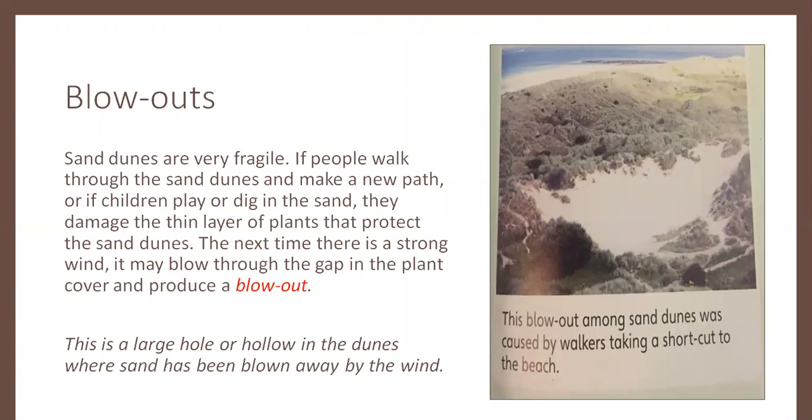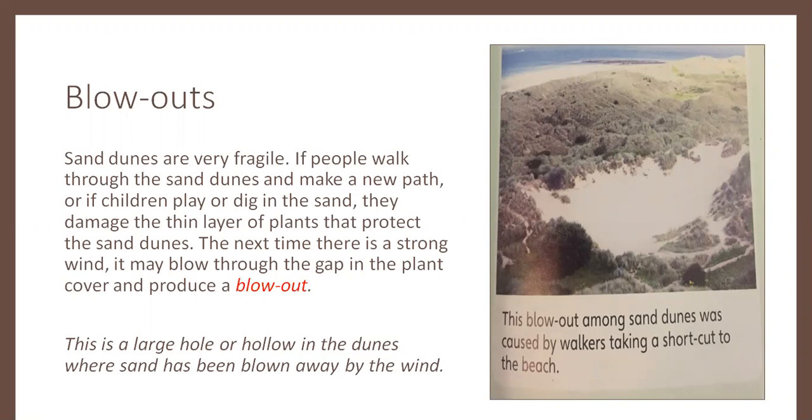Here we have blowouts. Sand dunes are very fragile. If people walk through the sand dunes and make a new path, or if children play or dig in the sand, they damage the thin layer of plants that protect the sand dunes. The next time there is strong wind, it may blow through the gap in the plant cover and produce what we're about to define, which is a blowout. A blowout is a large hole or hollow in the dunes where sand has been blown away by the wind.